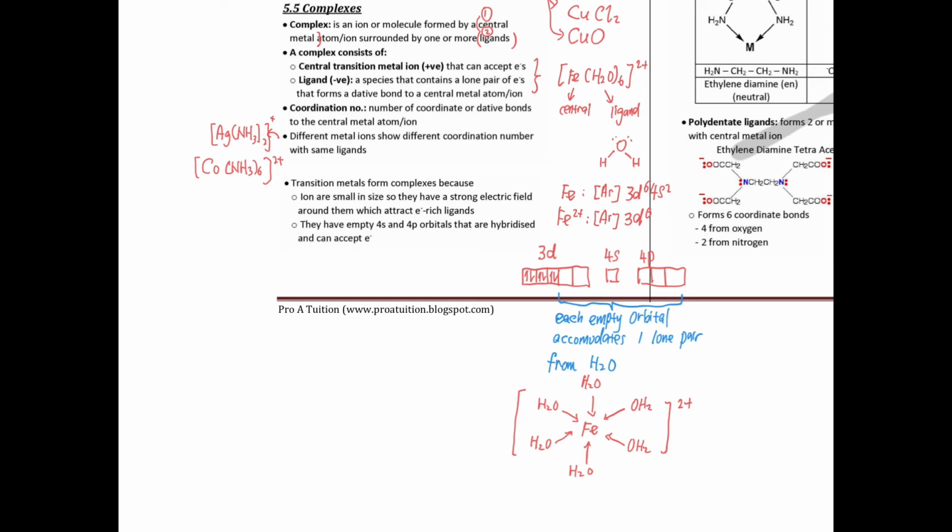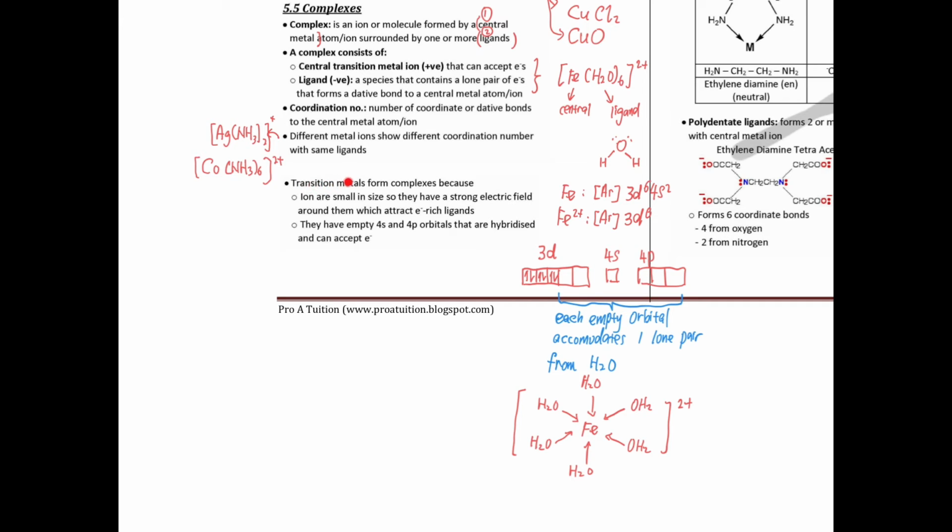Six is the maximum. Just for your information, 6 is the maximum. They cannot take more than 6 because there is no space to take ligand number 7. It is due to a space problem. We call it steric factor. Okay? Steric factor. So maximum 6.